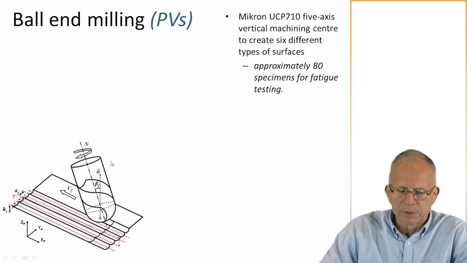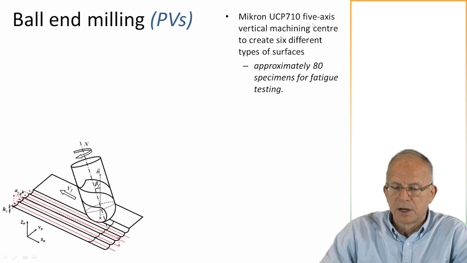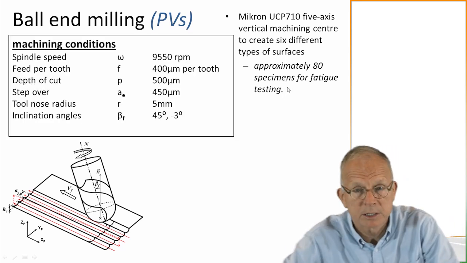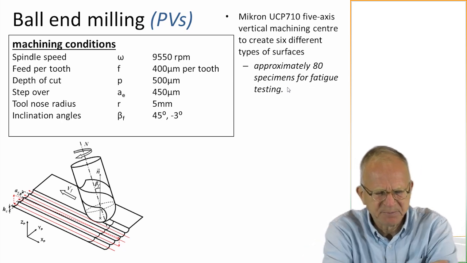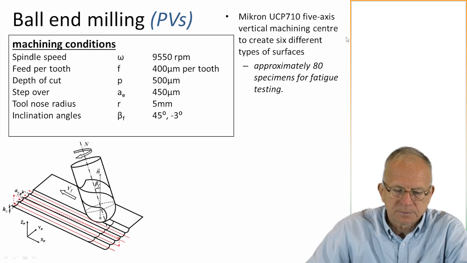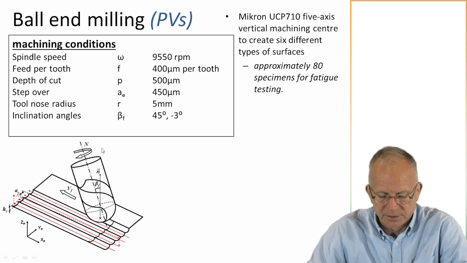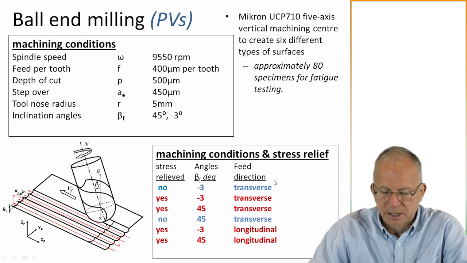Here's how the ball-end milling was done. It was done by inclining a ball-end mill, which is spinning and feeding in this direction. It was done on a 5-axis milling machine, and we got 6 different surfaces and approximately 80 specimens for fatigue testing. So here are the machining conditions, and here's with stress relief. The red have been stress relieved and the blue have not.